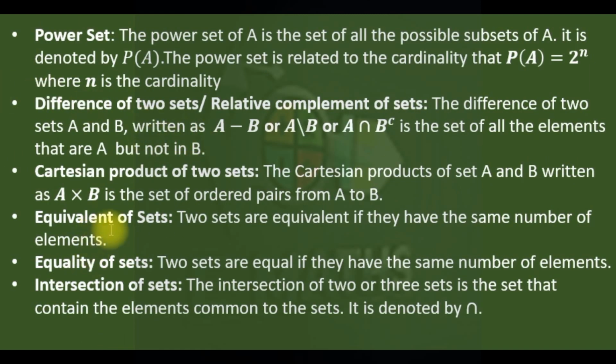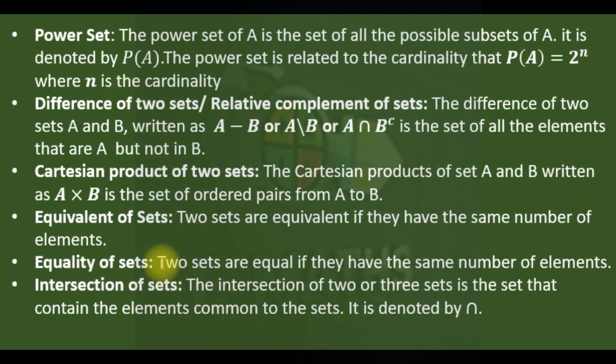So the other one is equivalent of sets. Two sets are equivalent if they have the same number of elements. Yeah. Maybe if you have set A, B, C, and set B, 1, 2, 3. A and B are equivalent sets because both of them have the same number of elements, 3 and 3. The cardinality is 3. So they have the same cardinality.